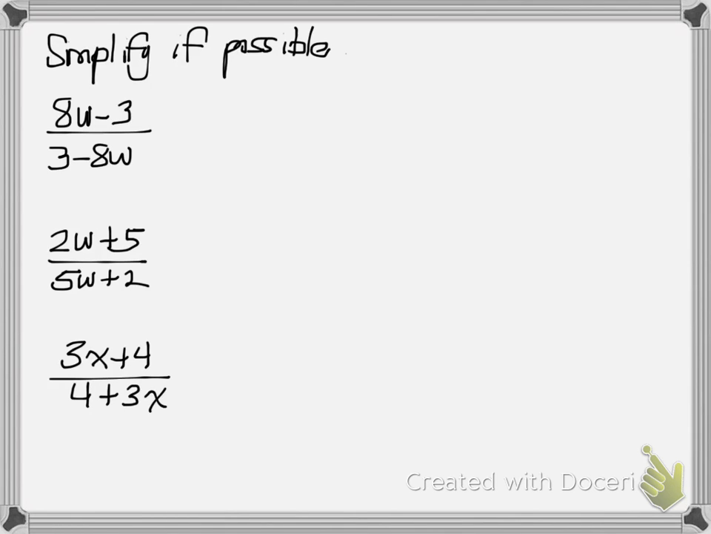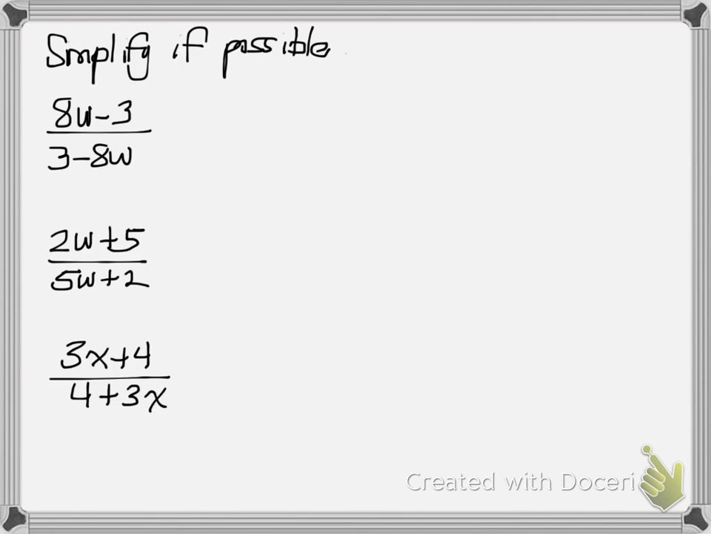Okay, so if I'm looking at those three, and they're asking me to simplify, I know that before, whenever they told me to simplify, I thought factoring. But on these, they can't be factored. I'm looking at them. 8W minus 3 and 3 minus 8W, those can't be factored. So it has to be something else going on.